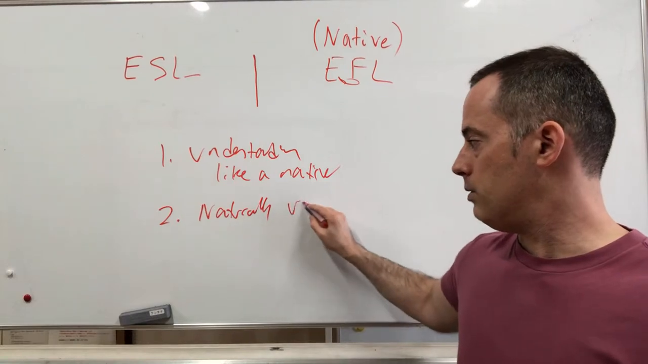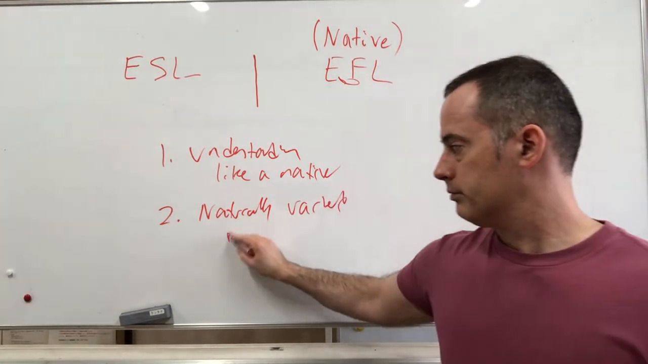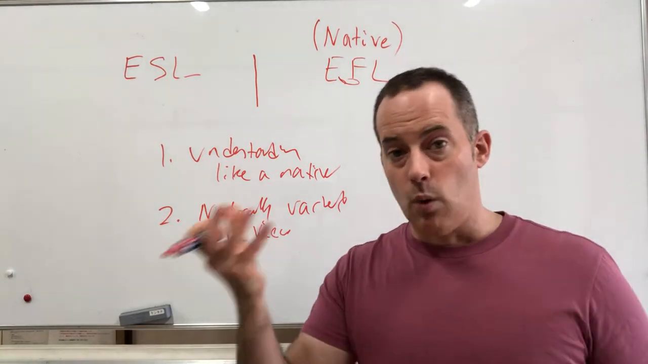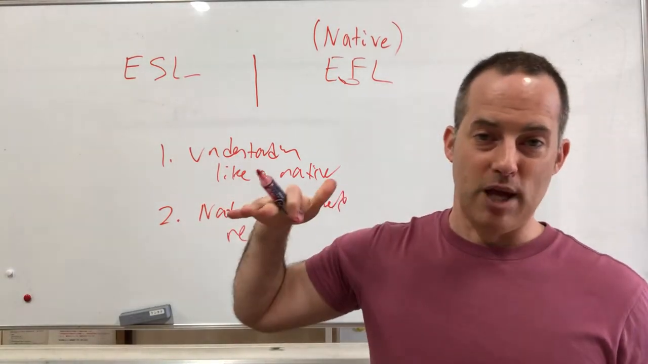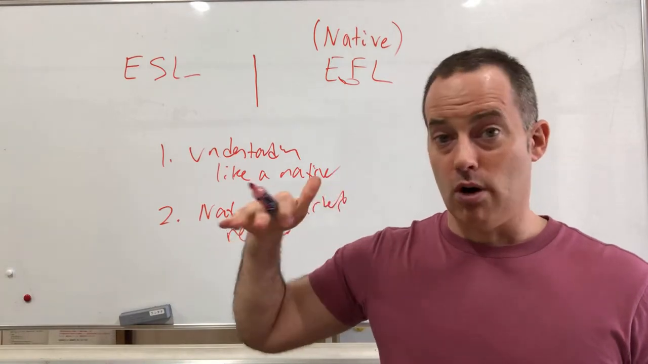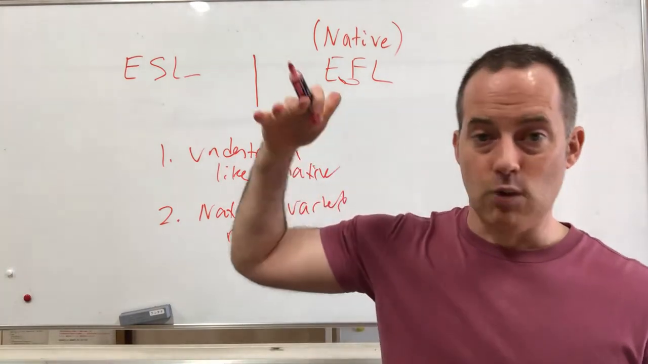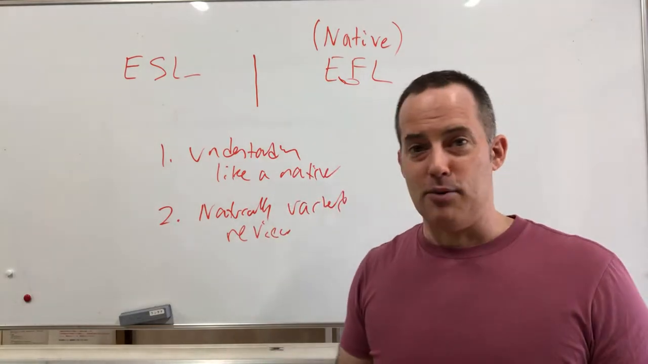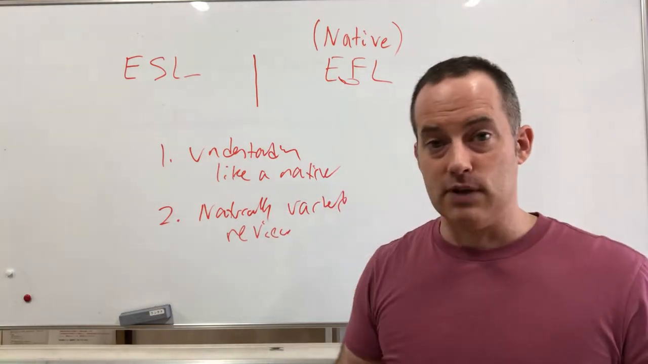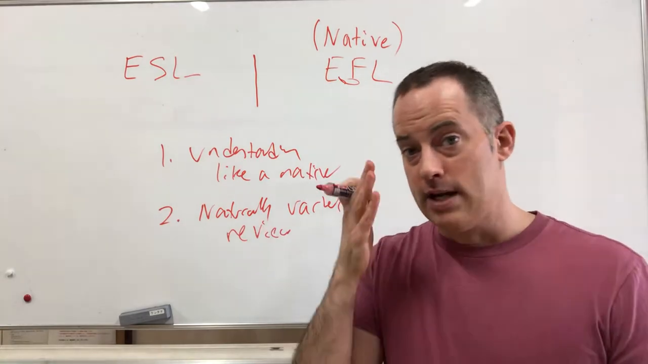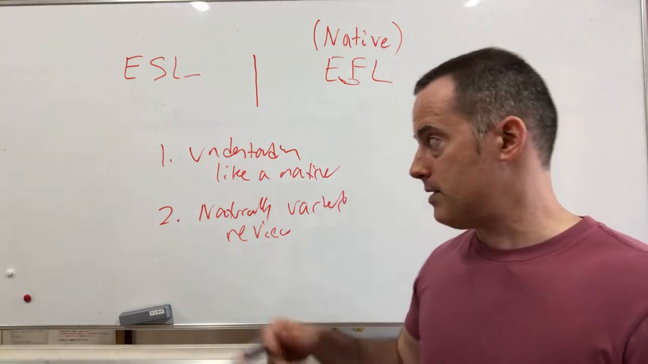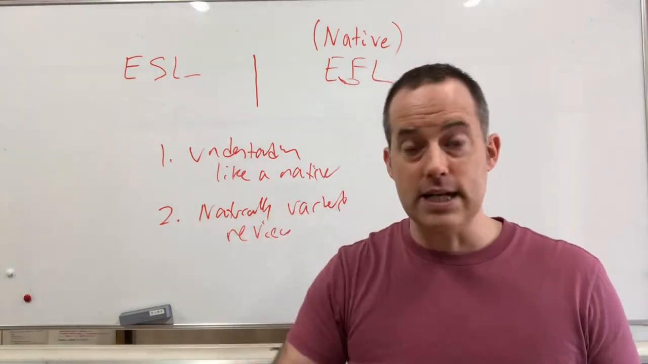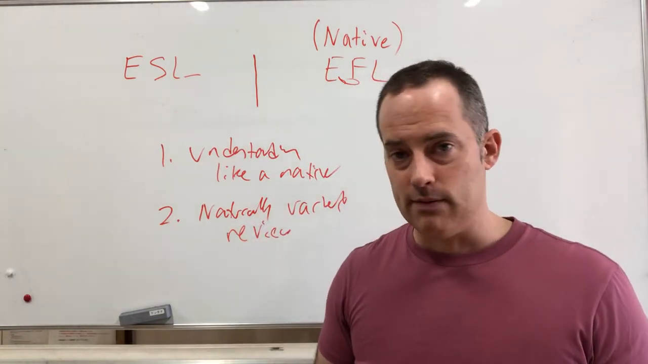And number two is the naturally varied review. Now, review is important because if you only hear something one time, you will just maybe have the exposure or awareness level of understanding, but you won't actually develop fluency. And again, this is just how the mind works. We really need to get lots of exposure to the language and we need to hear varied review. Otherwise, if I just say aka, aka, aka, aka, and keep repeating that, you're not going to remember that very well.